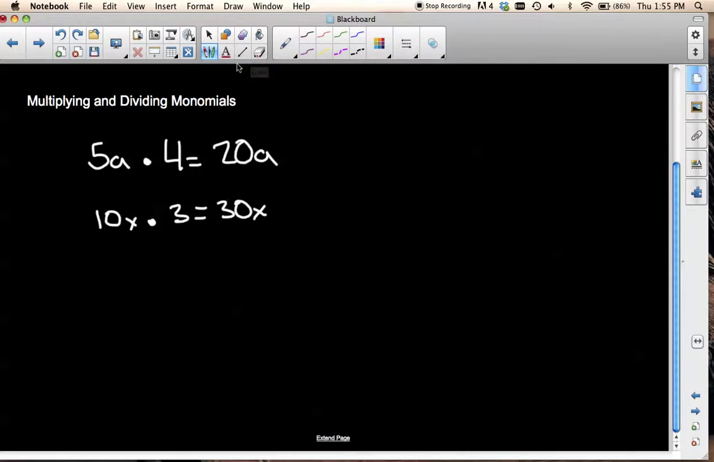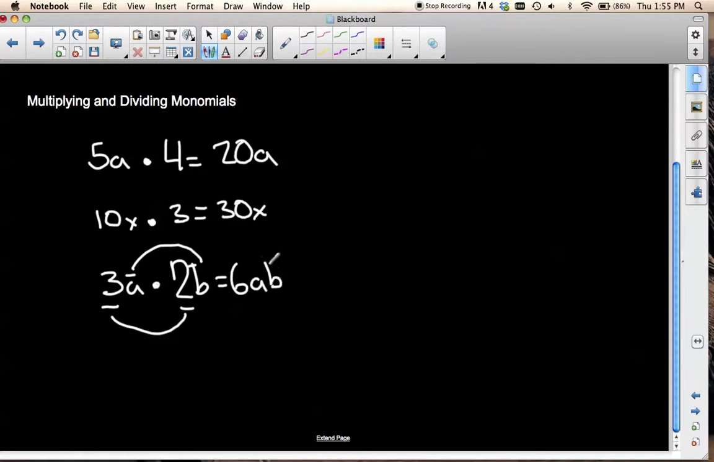However, if we want to multiply a monomial by a monomial, for example 3a times 2b, we have to multiply the coefficients together, and we need to multiply the variables. So 3 times 2 is 6. A times b, because they're not like terms, we can't add them together, so it's just 6ab. That's what we need to do if we want to multiply monomials.